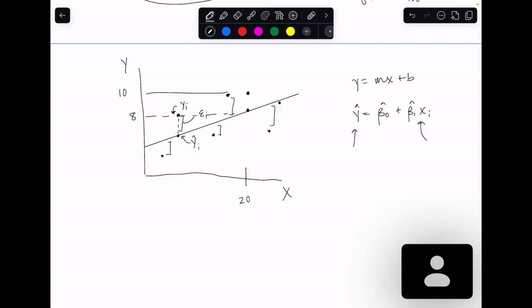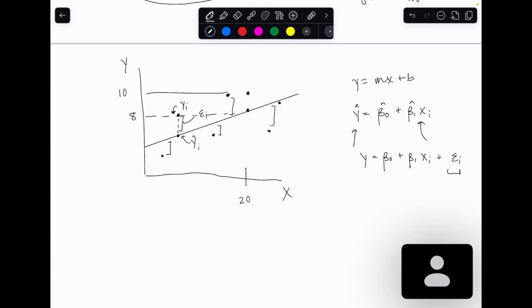So what's up with that? Well, that's where we get the error, right? And that's why we say y, not y hat, is your actual outcome. This would be 10, and this would be 8, is equal to beta naught plus beta 1 times xi plus some error, which in this case, your residual would be 2. And that's what's going on with regression. Does that make sense?